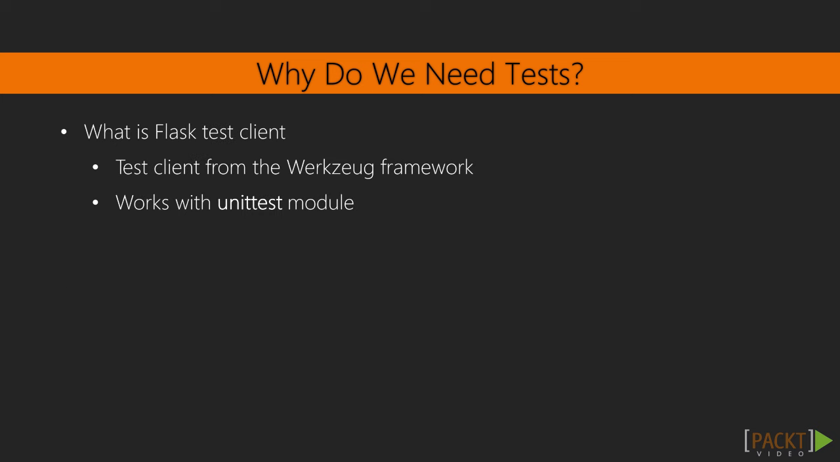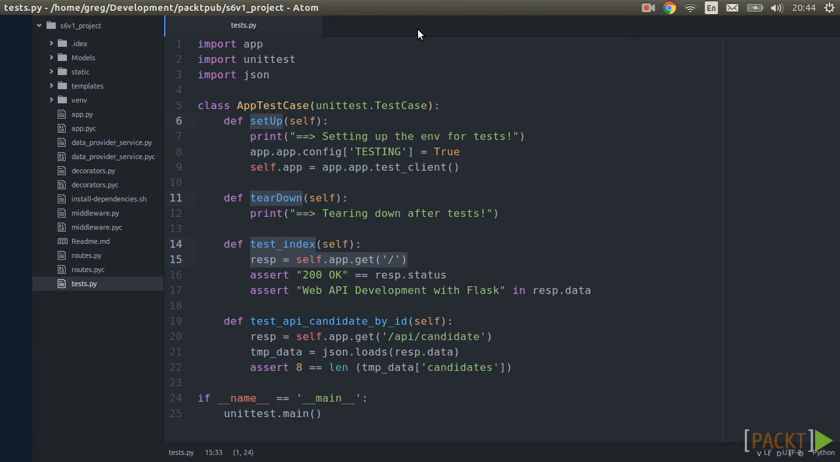In the Flask framework we have the Flask test client, which can be used for writing and running automated tests. It uses the test client class, which is implemented in the Werkzeug framework and in the unittest module of Python. Now we should open up the test.py file, where we have our first test case defined for our application.